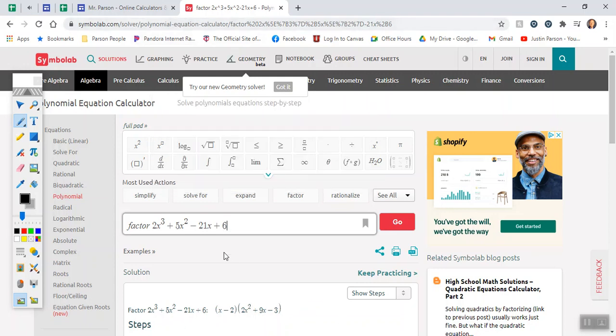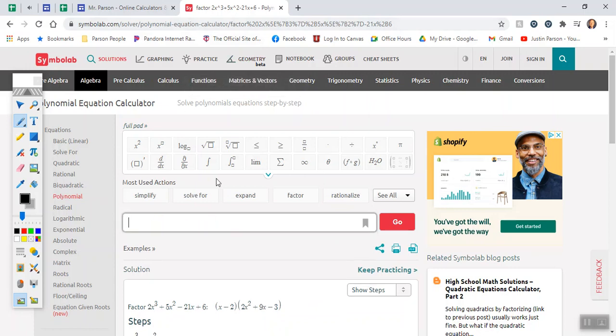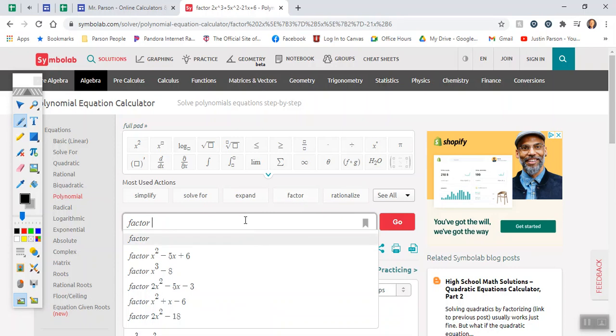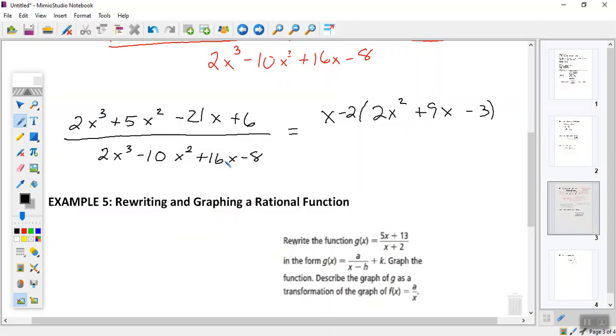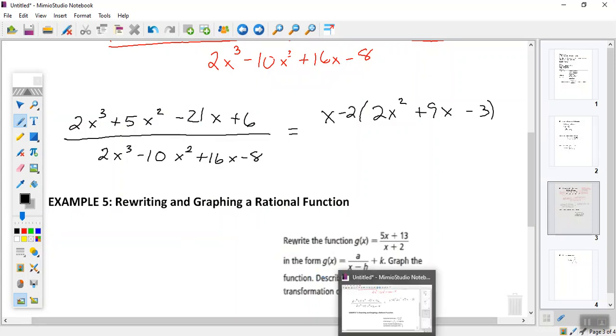Okay, so I'm going to click over here. I'm going to clear this out. I want to factor this. We're not expanding now. We're not multiplying. We're factoring. What's the denominator right now? Anybody know? Okay, then. 2x to the third. Can you remember that? 2x to the third minus 10x squared plus 6x minus 2.